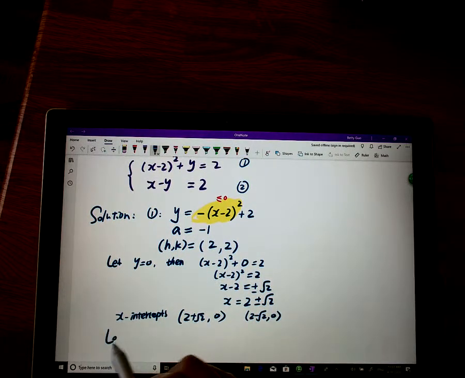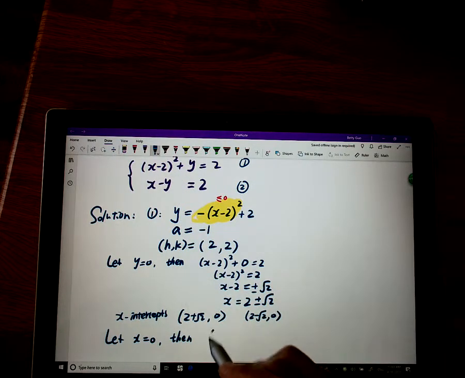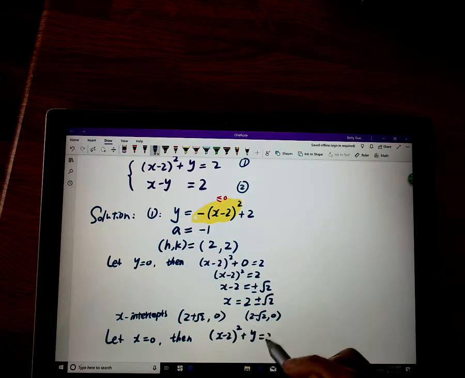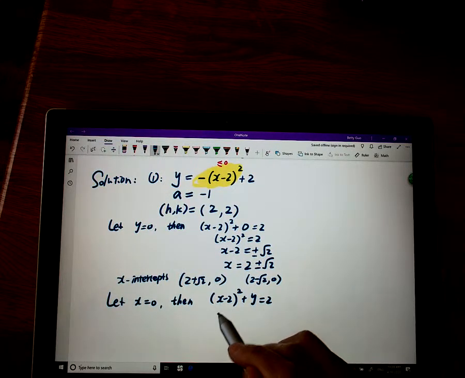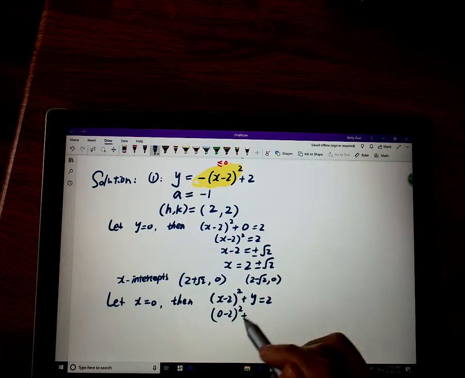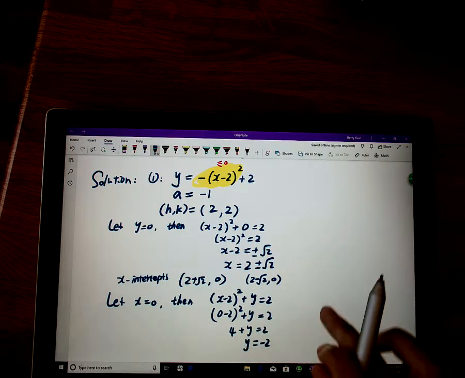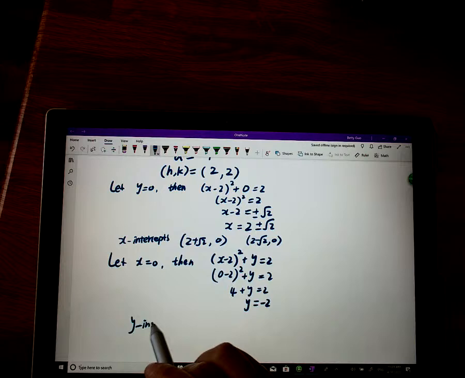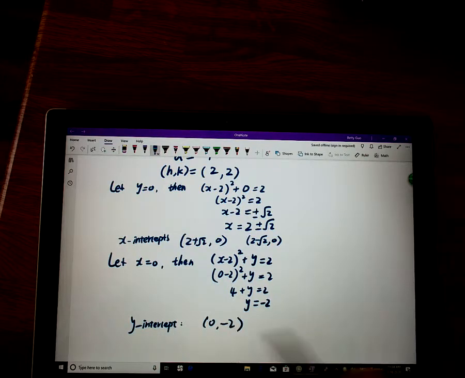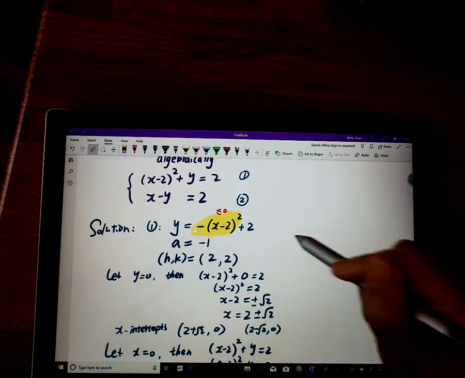If we let x be 0, then we can find the y-intercept. The function is (x minus 2) to the power of 2 plus y equals 2. If we let x be 0, (0 minus 2) to the power of 2, which is 4, plus y equals 2. y equals negative 2. So the y-intercept is (0, negative 2). All right, I think we are ready to graph the parabola.